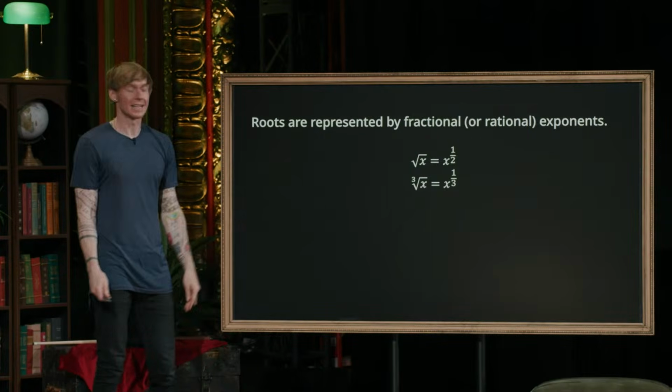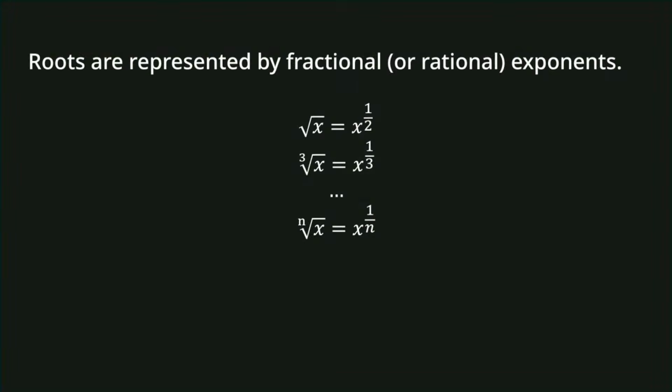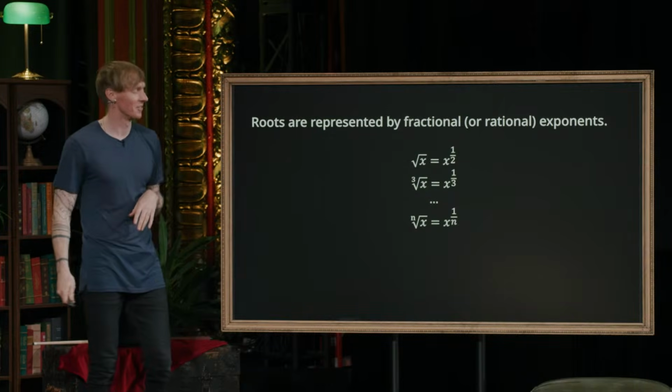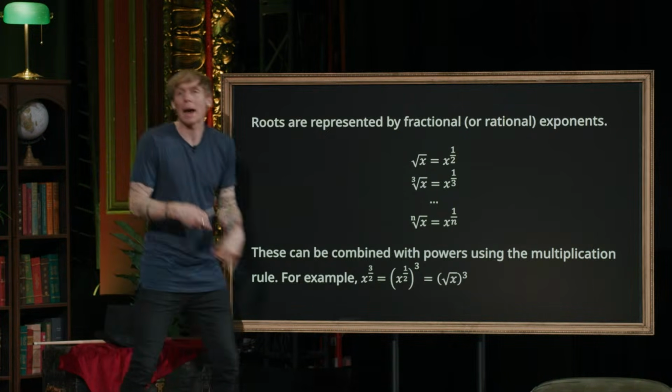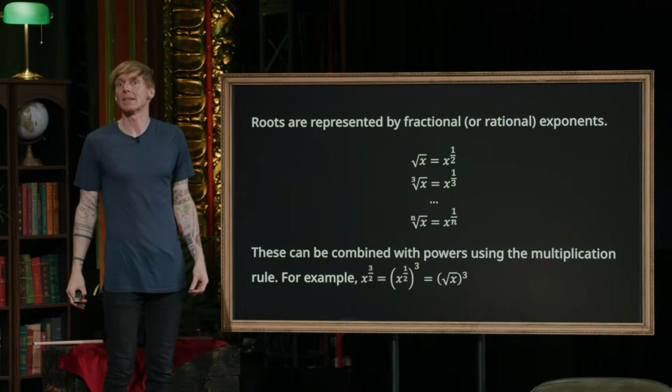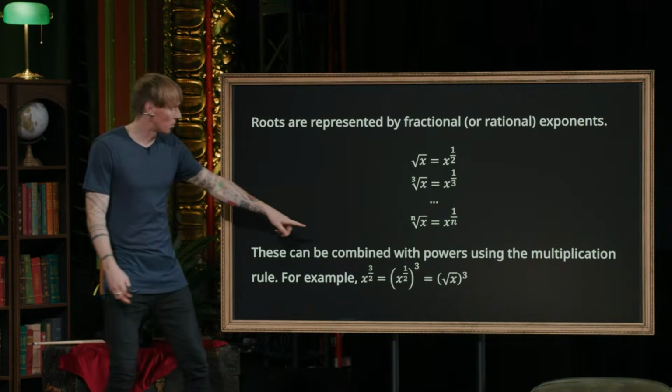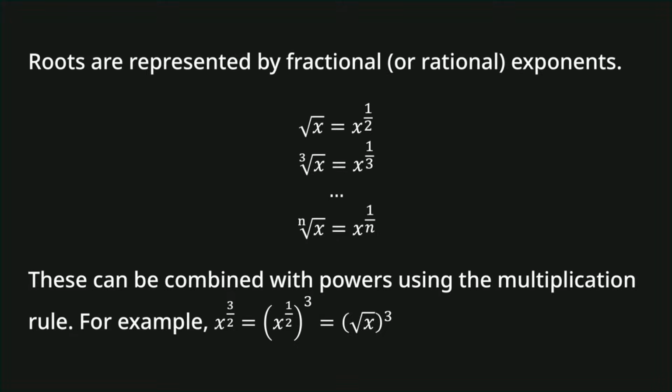And this pattern continues. So if we wanted the nth root for some integer n, then that just means the power 1 divided by n. So that helps us make sense of the denominator, the number on the bottom. But we can actually now combine these roots with powers themselves. So what I mean is if we have something like x to the exponent 3 divided by 2. So the 2 on the bottom is telling us to take a square root. So that means do x to the half.